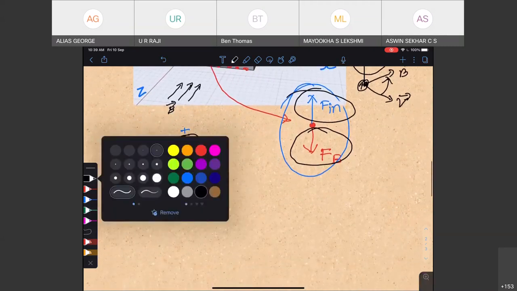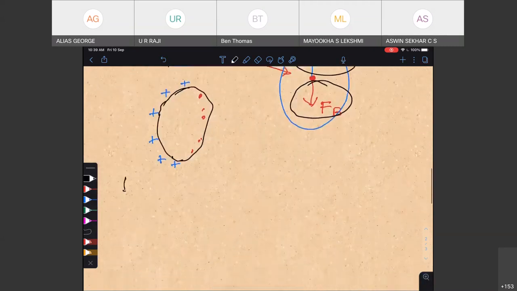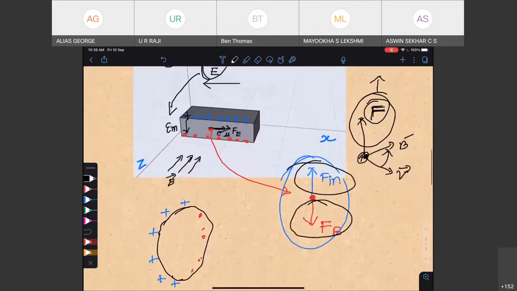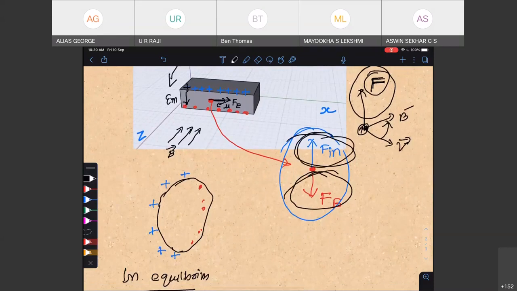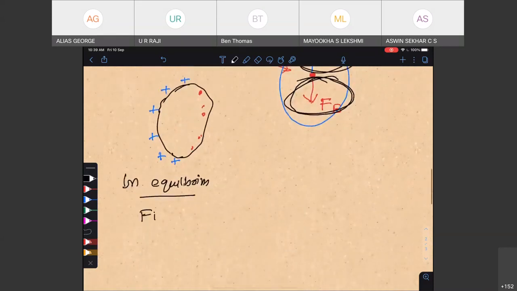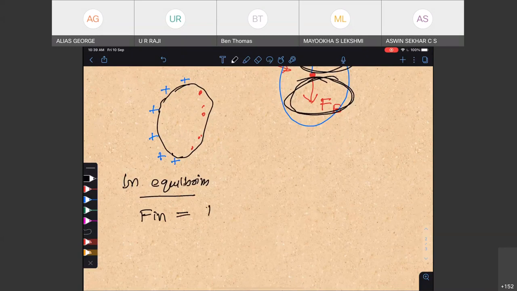In short, in equilibrium, these two forces will be balanced. So the induced force will be balanced by the magnetic force. Please tell me the magnetic force equation here.